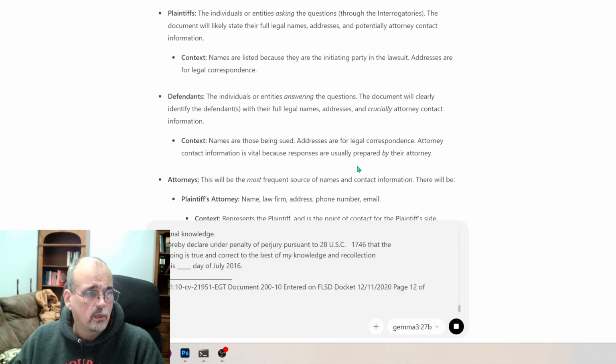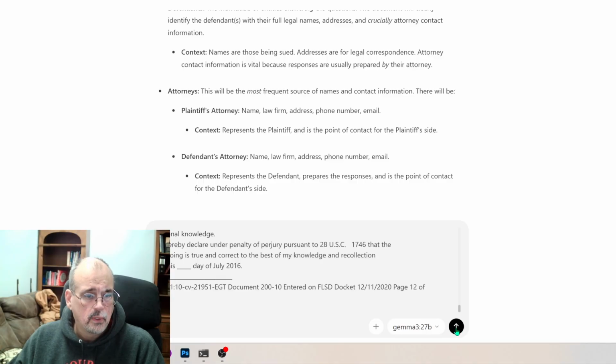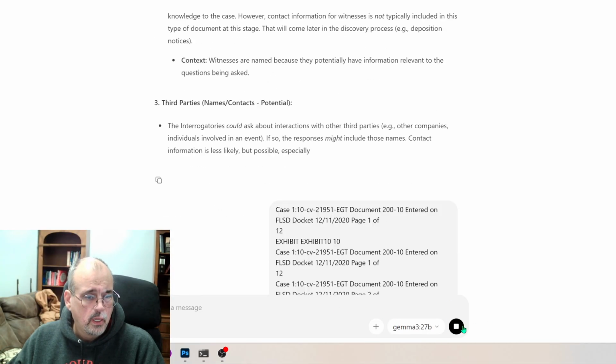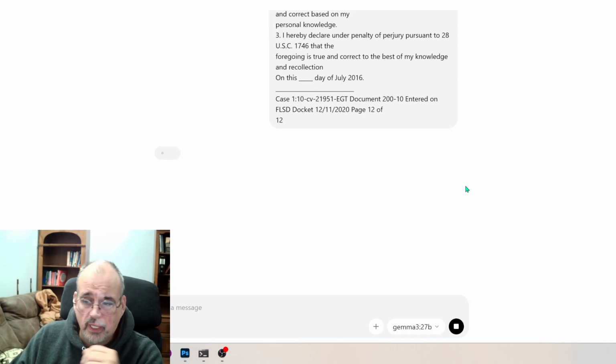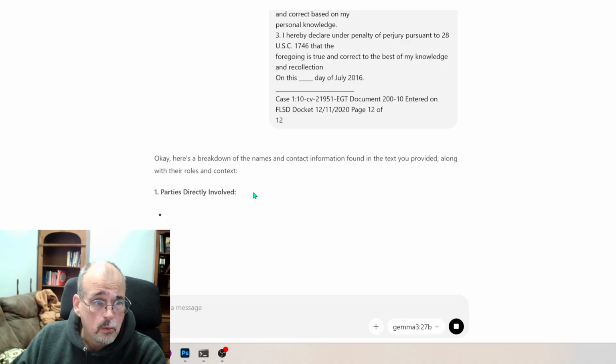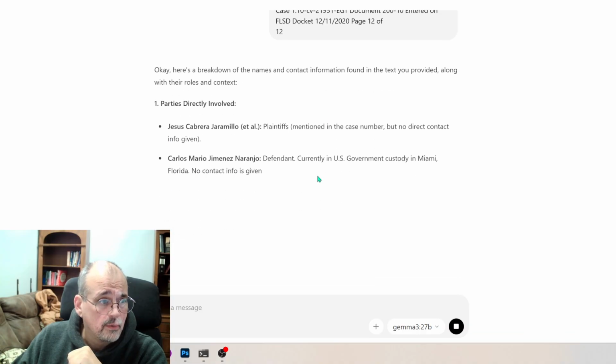Oh, wow, it's still writing. Holy cow. Okay, I want you to stop because we're not going to wait on that, and just go ahead and paste the entire thing in. And now it is going through it. It's collecting all the names. Breakdown of the names in the text.